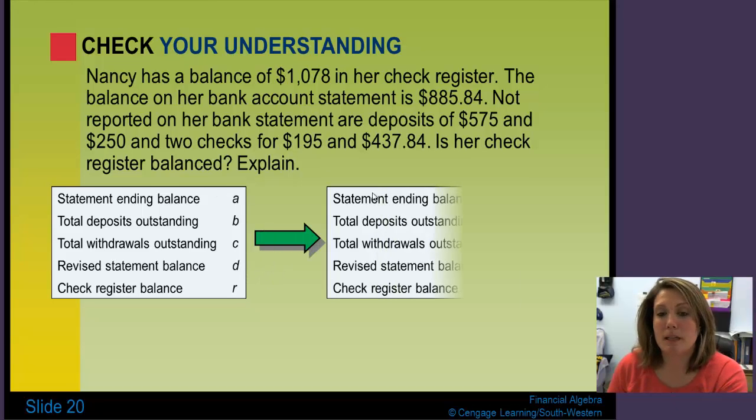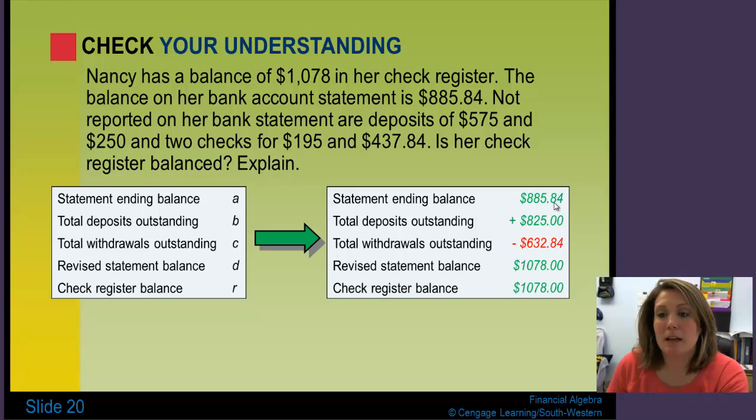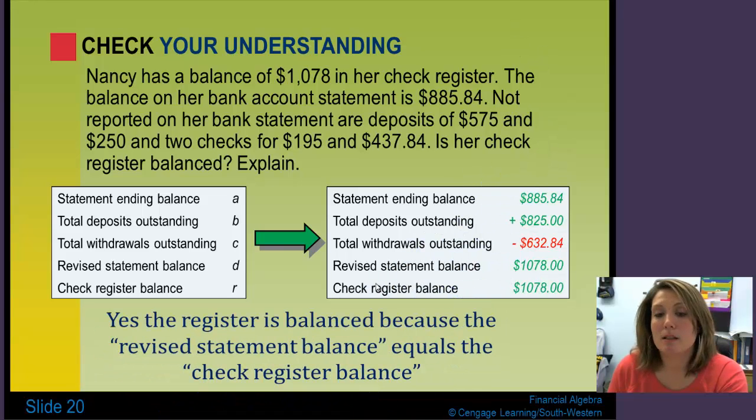When we plug those pieces in, so the $885.84, I add to it the deposits that have not cleared, which is $825. I take the total withdrawals that have not been yet accounted for on the bank statement, I subtract them. My revised statement balance is $1,078, which matches the check register balance. So yes, the register is balanced because the revised statement balance equals the check register balance.